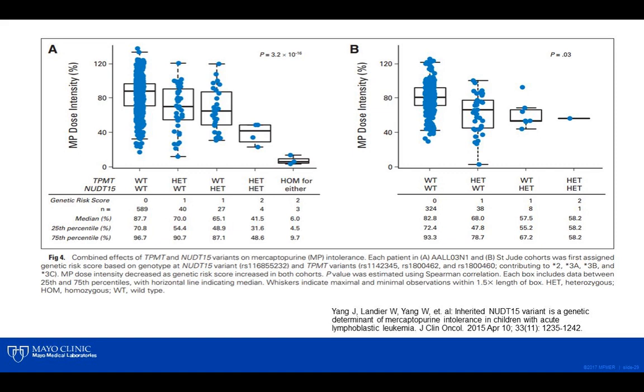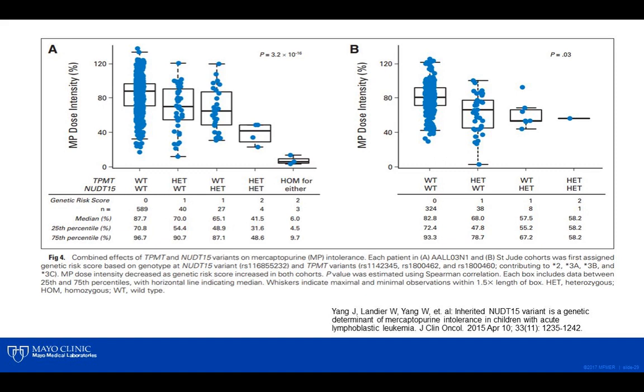In both cases, the planned dose of mercaptopurine was 75 milligrams per square meter per day. The dose intensity shown on the y-axis indicates the clinician prescribed dose relative to the protocol dose. And along the x-axis is the genetic risk score, which is the part that I'd really like you to focus on. The patients who had no variants in either TPMT or NUDT15 had a risk score of 0.